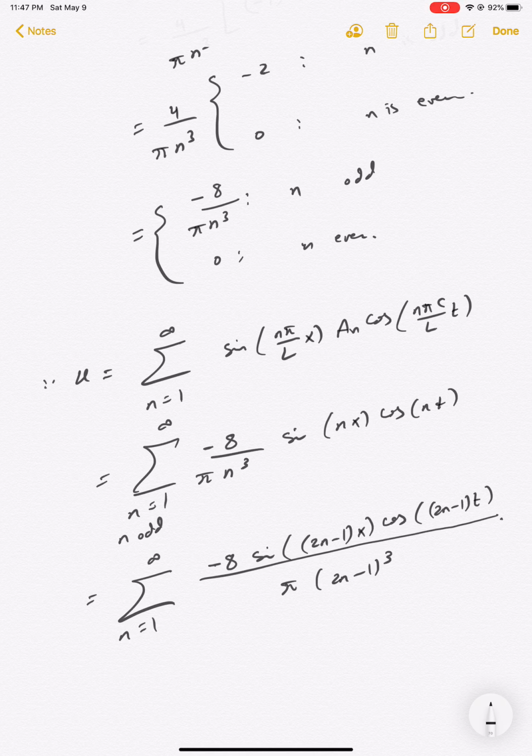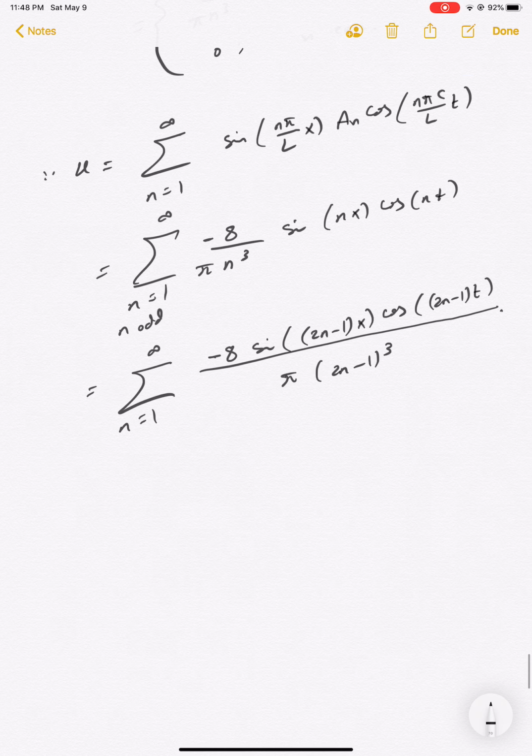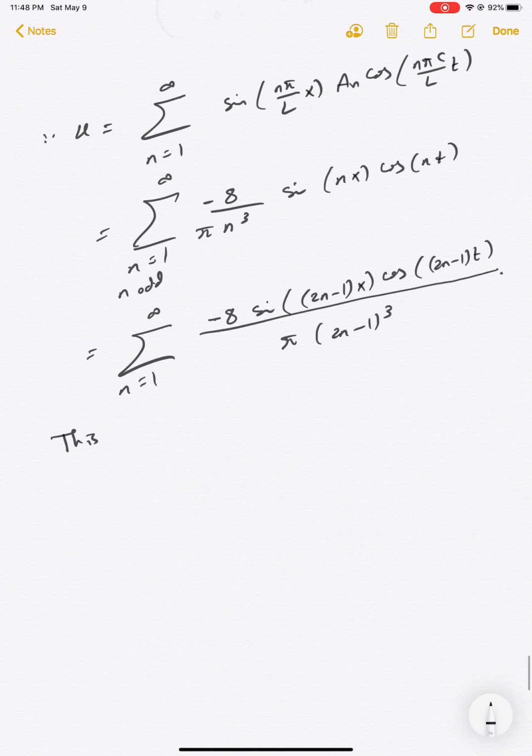Now, what does it mean to say this is our solution? Because this solution doesn't look so easy. And how do we relate it with the string? The idea now, so this is the summary, this is the position of the string at any time t.